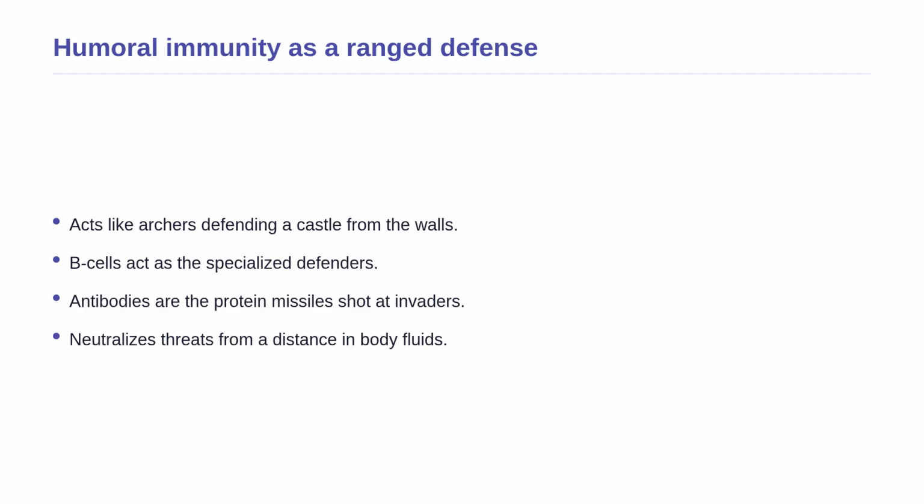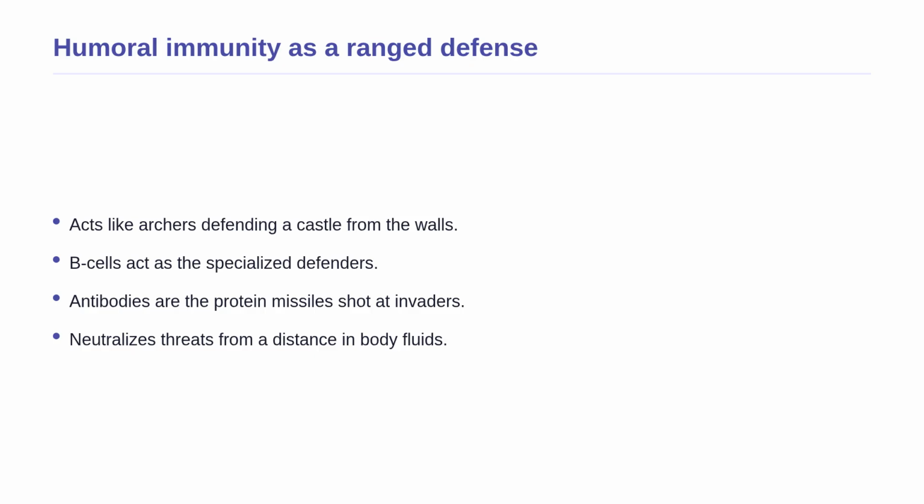Let us start with humoral immunity. Imagine a medieval castle under attack by a swarm of invaders. To defend the castle without leaving the safety of the walls, the defenders use archers to shoot thousands of arrows into the battlefield. In your body, humoral immunity works exactly like this ranged defense system.